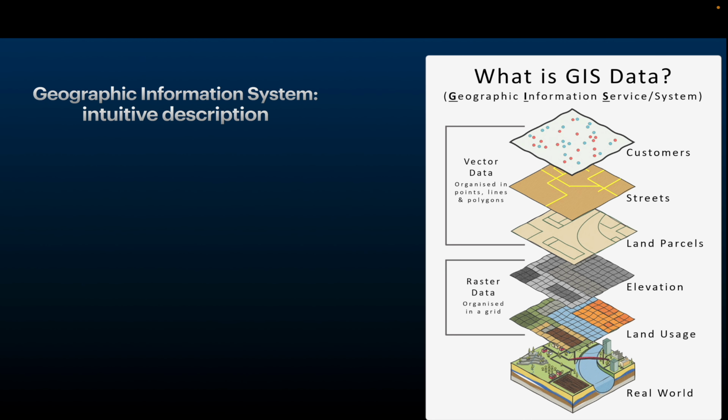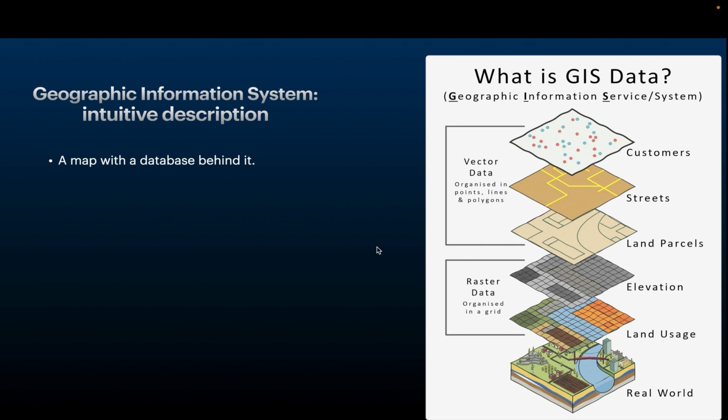Geographic information system, an intuitive description. So if we describe it, what is it? This is the real world. Now these two layers are the raster data captured using the satellite. This is being made using the GIS software. These are the polygons, these are the straight lines, and these are the dots, just like we demonstrated.